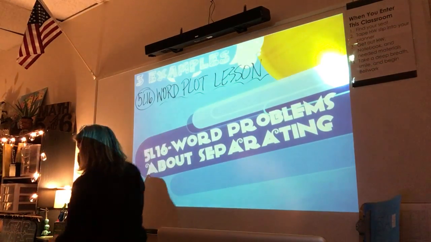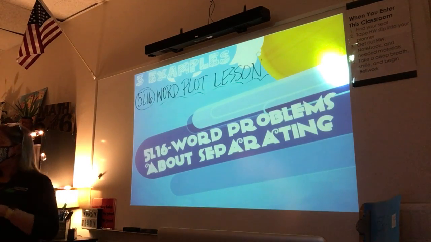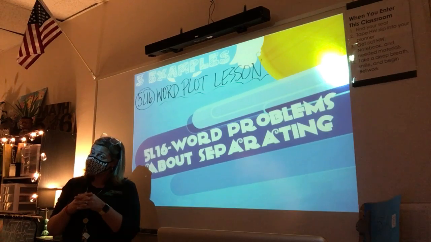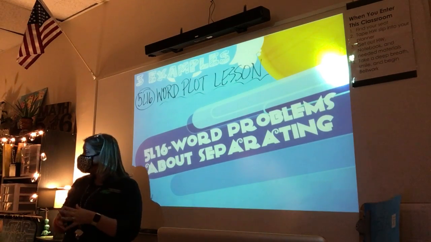And so today is a word plot. We've already learned one word plot. What word plot have we already learned in here, Joshua? Sum plus some more equals total.